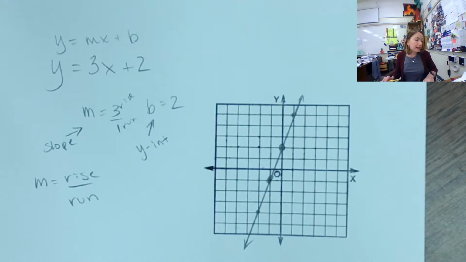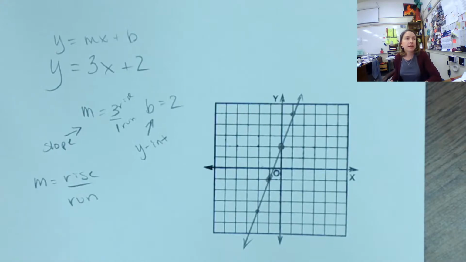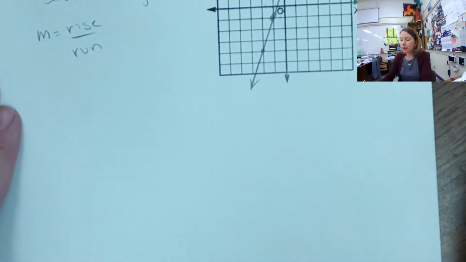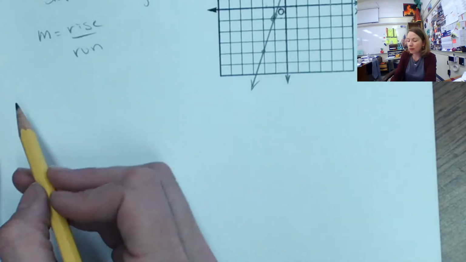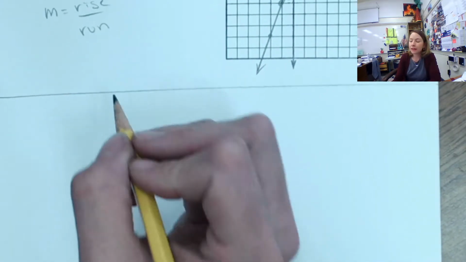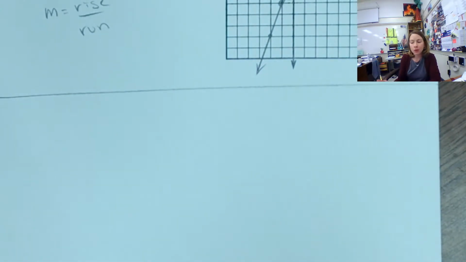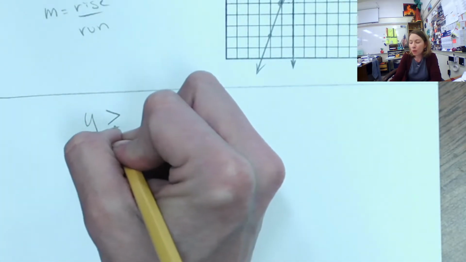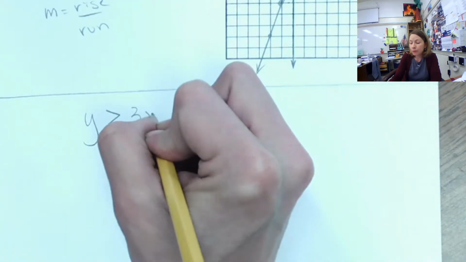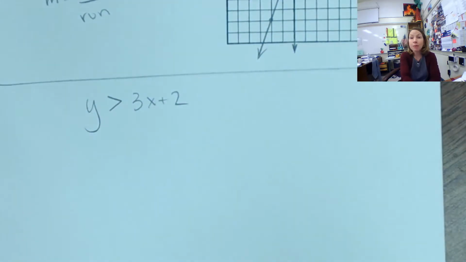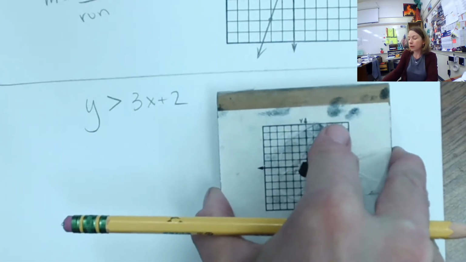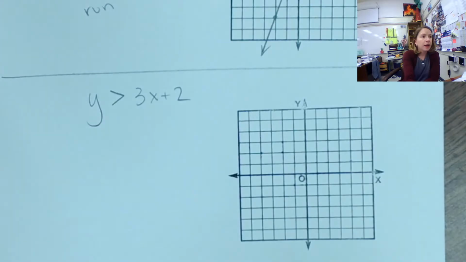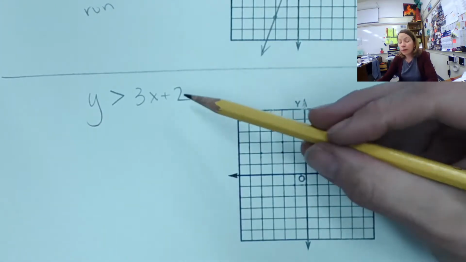What we're going to look at today is, can we graph these equations, but they're not just equations, they're inequalities, which seems like it's going to be really different because it's going to look different, but the process is still the same. So let's say that we've got y is greater than 3x plus 2. I'm going to be looking at the same one that I just looked at.